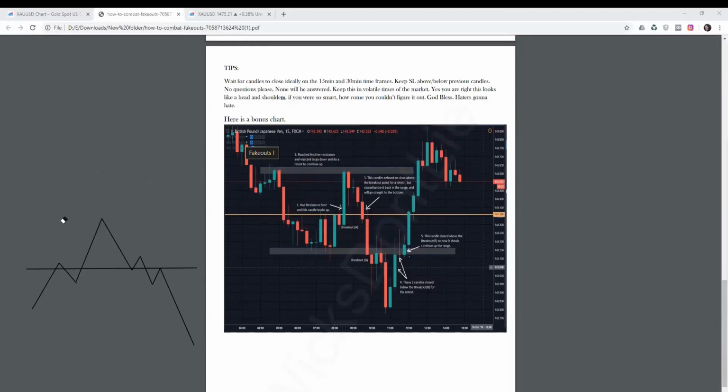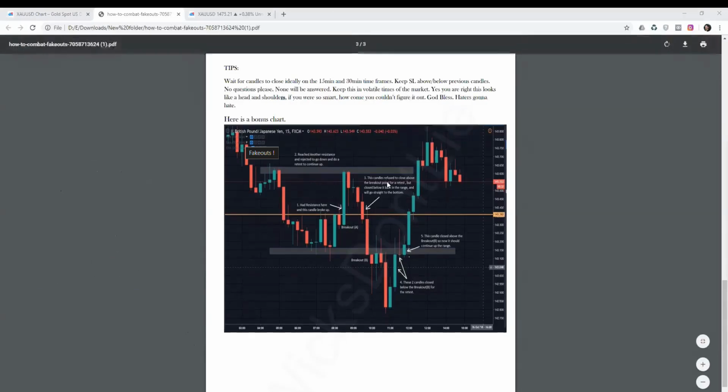So this I realized later on, once I started really studying fake outs and how candles are closing back in the range and below the zones. I started to look at this. I'm like, hey, wait a minute. This is what they call a Head and Shoulders. Damn, I figured this out with the candles.